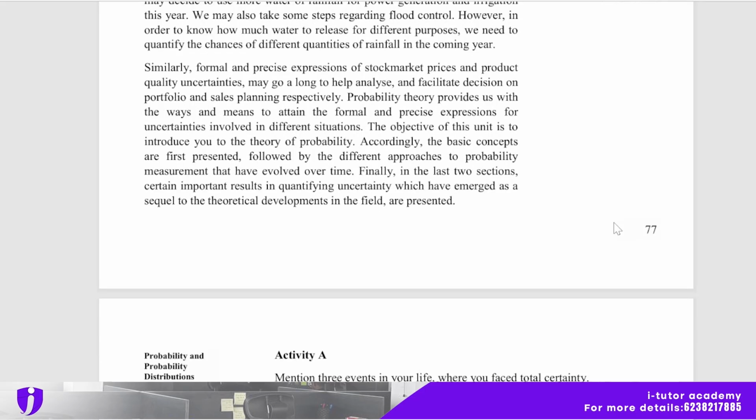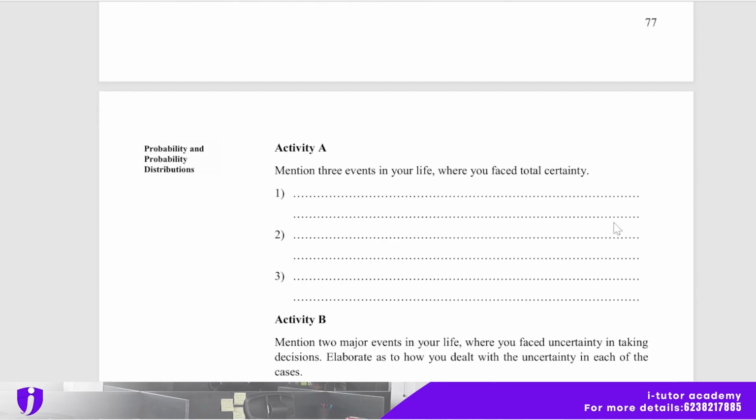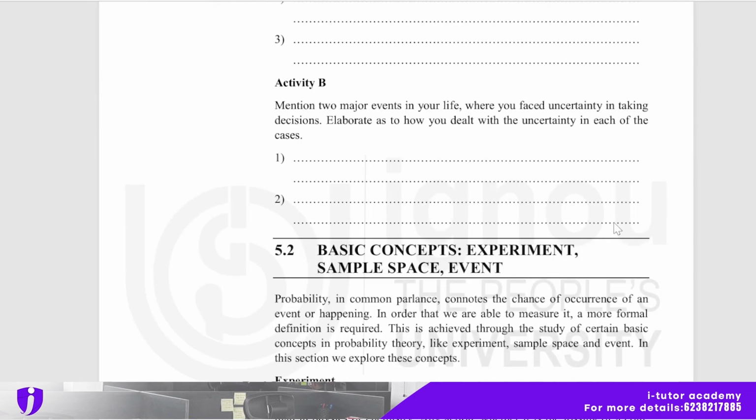Similarly, formal and precise expression of stock market prices and product quality uncertainty may help analyze and facilitate decisions on portfolio and sales planning respectively. The activity is based on that, so try to do that. And the basic concepts are experiment, sample space and event.